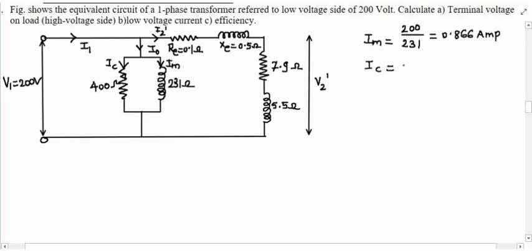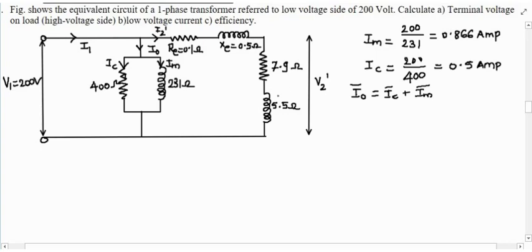What is IC? IC is nothing but 200 divided by 400. So this will come to about 0.5 ampere. And we know what your no load current is. No load current is nothing but the vector sum of IC and IM, right? So I will just add both.